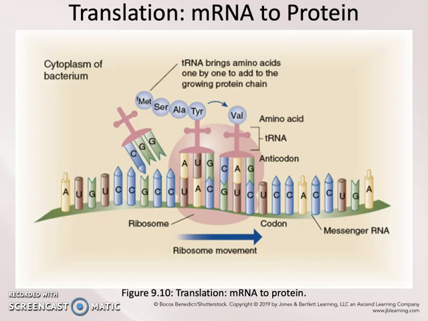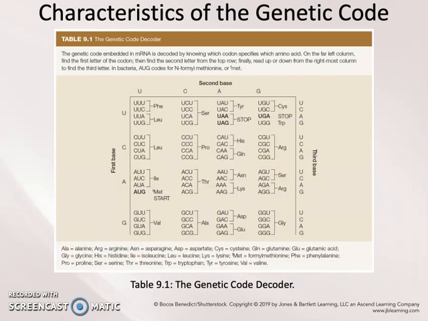This process continues until the ribosome hits one of the stop codons. Now, unlike the start codon, of which there's only one for every cell on Earth for the last 4 billion years, there are in fact 3 different stop codons: UAA, UAG, and UGA. These stop codons do not translate to any amino acid, but instead cause the ribosome to fall off of the mRNA molecule and release the newly formed protein.